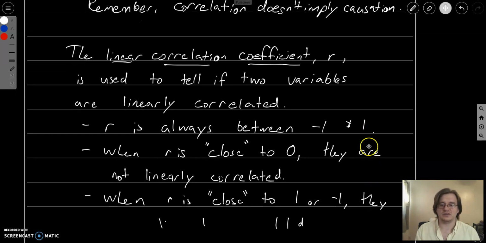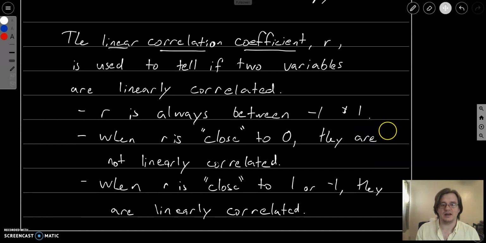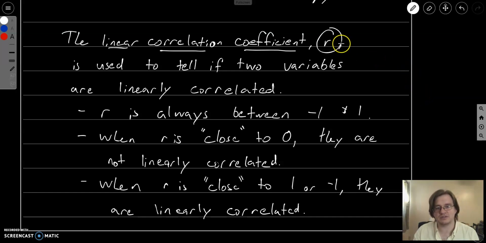So one question could be, how can we tell if two variables are linearly correlated? There is a number that we can compute. This number is normally called R, and this is the linear correlation coefficient. There are other numbers that they can compute to see whether or not things are correlated, but this is a fairly standard one. We won't look at how to compute R by hand in this chapter, but we will look at how to compute it using a computer, and I'll do this in another video, essentially in a spreadsheet.